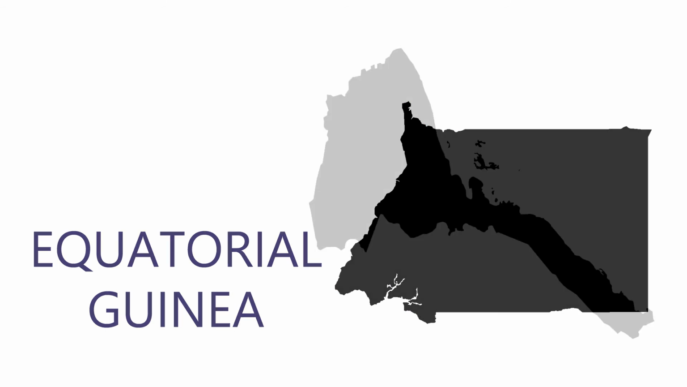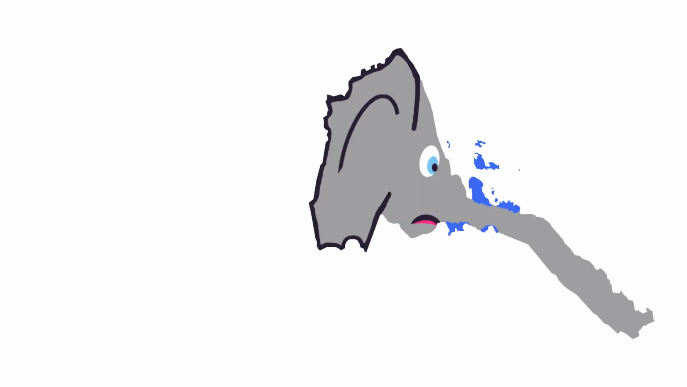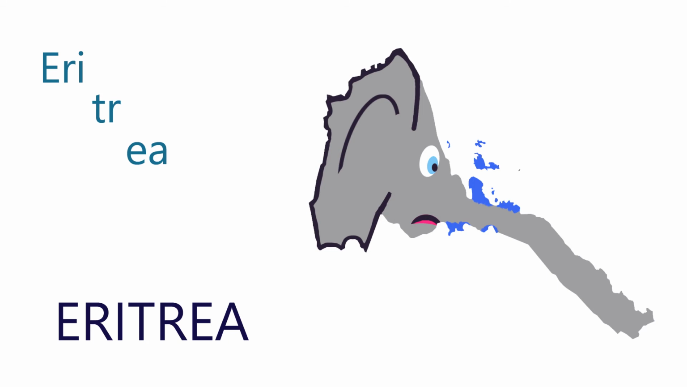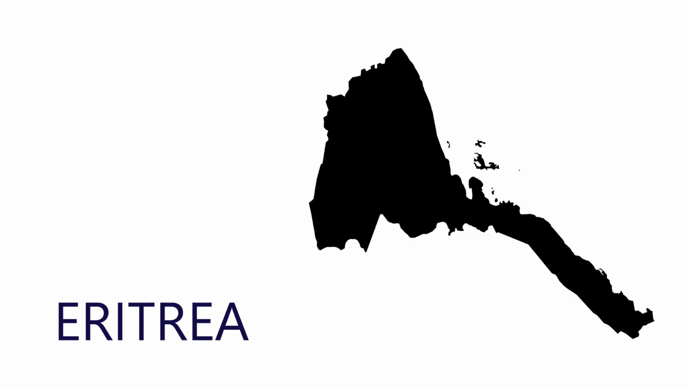Equatorial Guinea. This shape, I think it's impossible to look at without thinking of an elephant and its trunk, but it looks like the trunk has sprung a leak. So the elephant's name we're going to remember is Eric, and Eric's trunk has a leak, and if we take some of those letters, we get Eritrea. So again, Eric, the elephant, his trunk has sprung a leak, Eritrea.